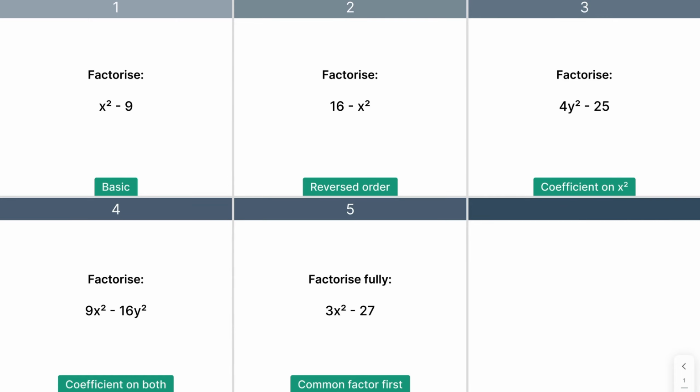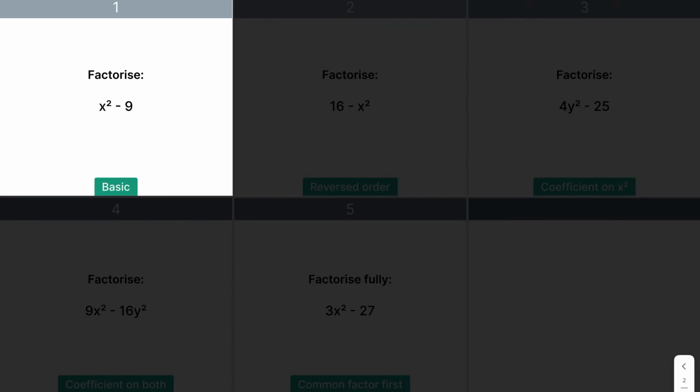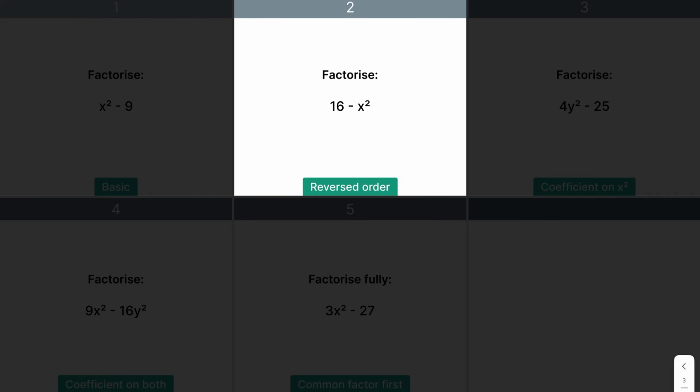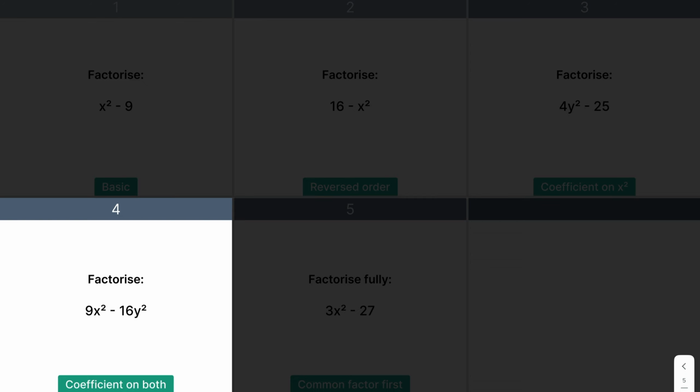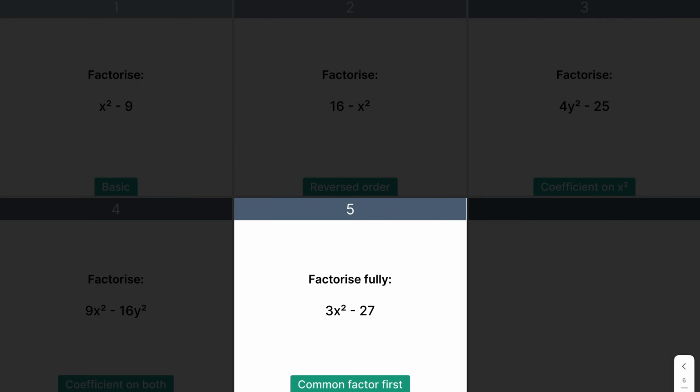The difference of two squares is what we're looking at in this video. It's split into 5 parts. In part 1, we're going to look at basic examples like this. In part 2, we're looking at examples where the order's being reversed. Then we're looking at examples where there's a coefficient on the x squared. And then examples where there's a coefficient on both terms. And finally, we're looking at examples where we need to take out a common factor first.